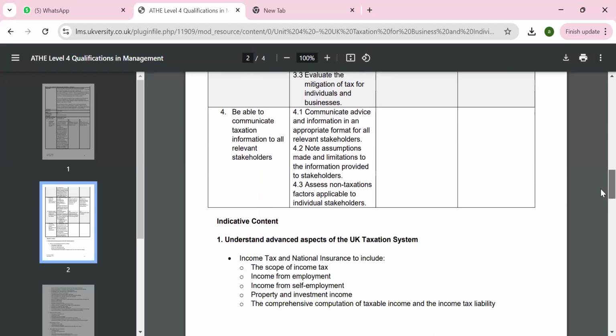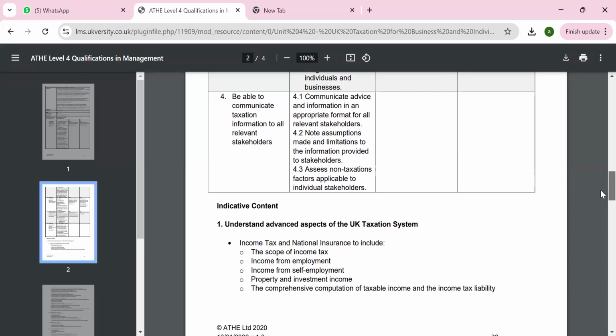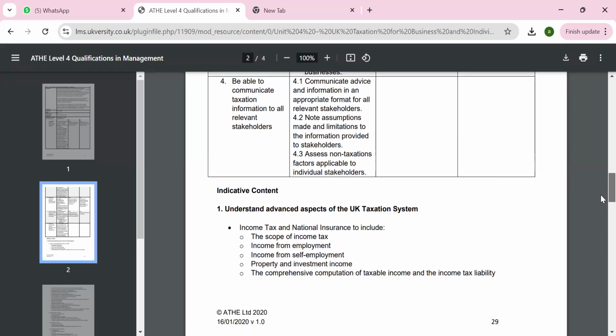Please, I shared with you all the documents on WhatsApp. If you try to download, you can download all the files. Those will assist you and help you to prepare your assignment as well.